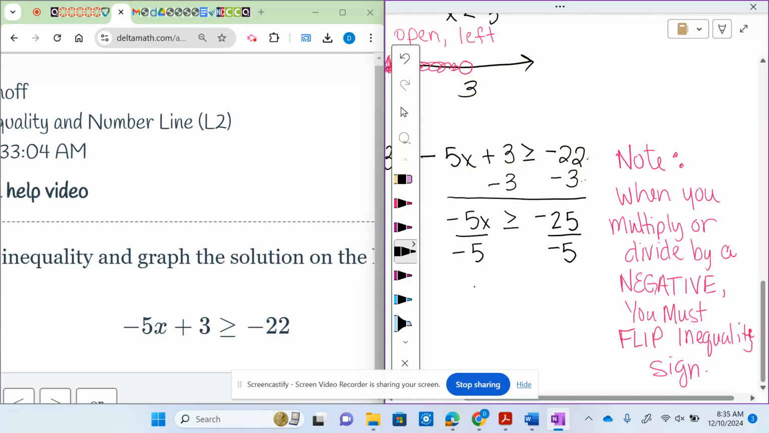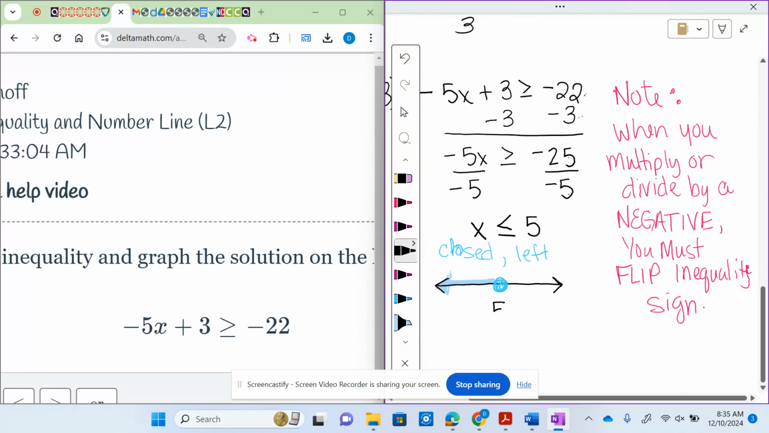So we know that x is now less than or equal to negative 25 divided by negative 5 becomes a positive 5. When I put this on the number line, am I going to have an open circle or a closed circle? Closed. Am I shading to the left or to the right? Good job. So closed circle, shade to the left. I need to write the number 5 right here.